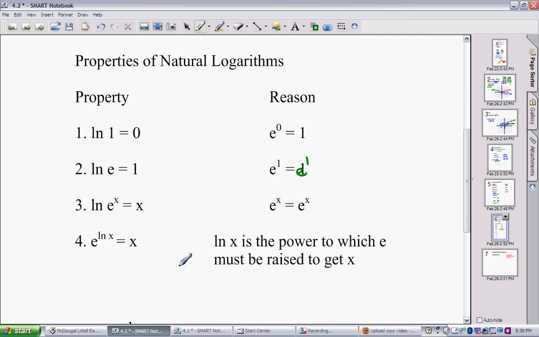The last one's a little bit trickier to understand. You have e to the ln of x equals x. The e and the ln cancel each other out. They always cancel each other out. Ln and e cancel each other out, you get out x. So e and ln's cancel each other out.